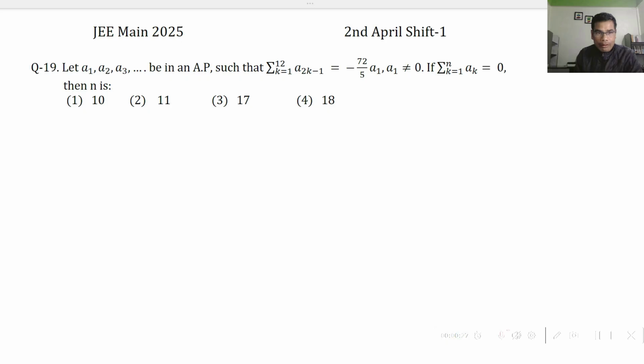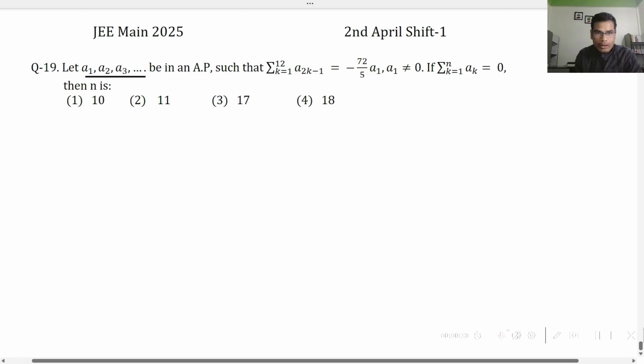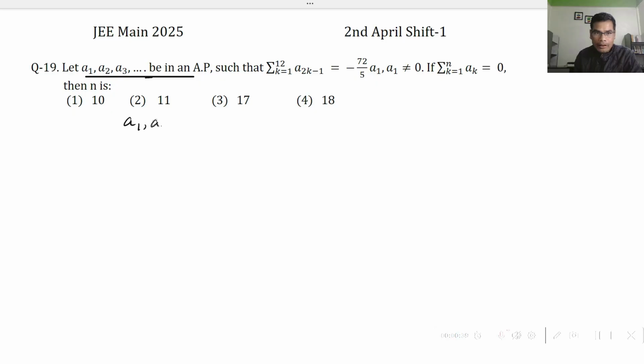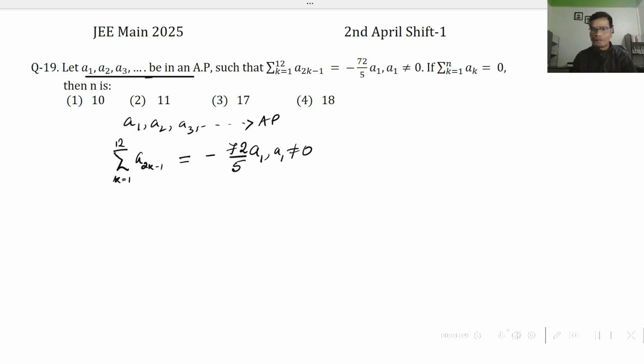So here we have a question which says that a1, a2, a3 and so on are the terms which are in AP such that the summation of a suffix 2k minus 1, where the value of k runs from 1 to 12, is equal to minus 72 by 5 a1, where the value of a1 is not equal to 0. That is, the first term of this AP is not equal to 0.